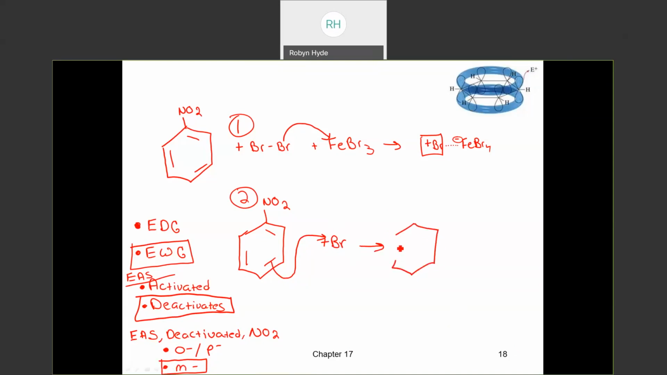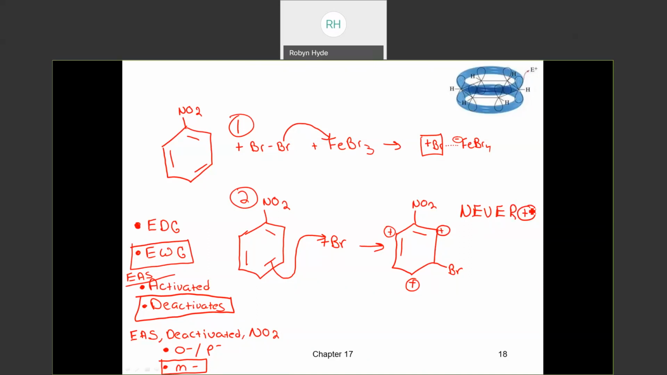I get my sigma complex intermediate. My new bromine is in the meta position. My cation is in the para position. I can go ahead and draw in all three resonance forms and recognize again, I never have the cation beneath the electron withdrawing group. So that's great. My cation is never beneath my electron withdrawing group in any of the resonance forms.